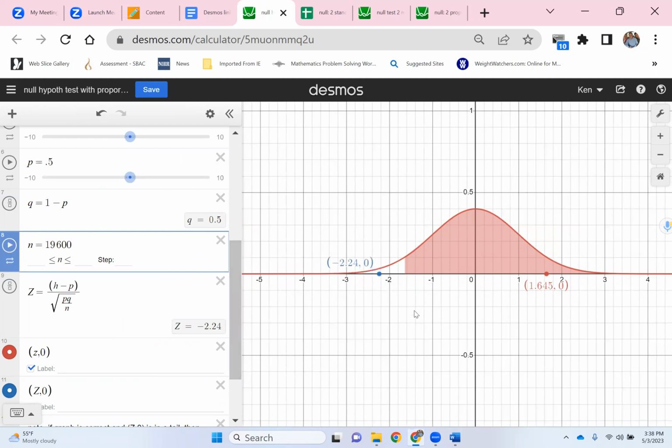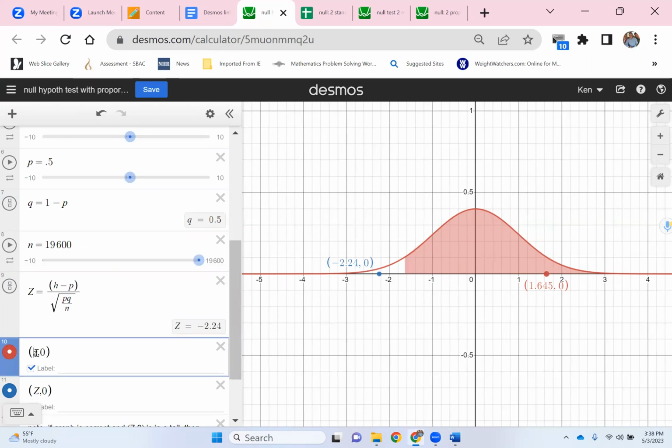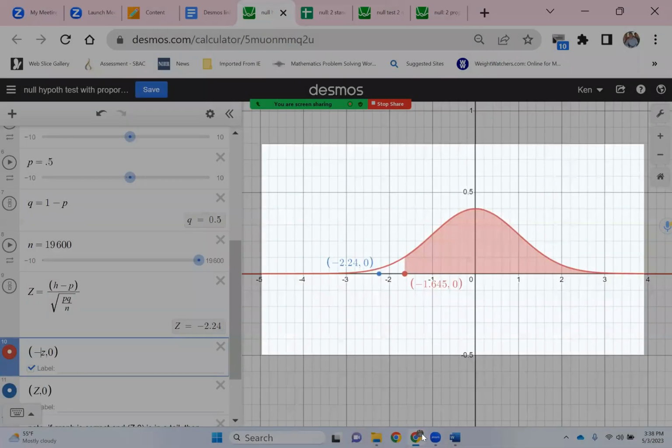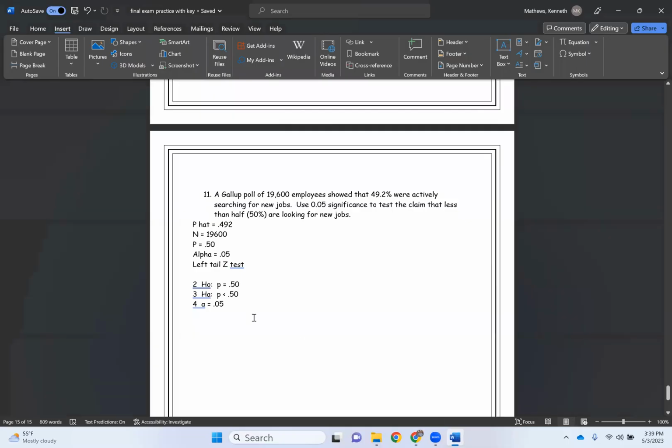So our critical value, I'm going to put a negative z here so we can see our critical value better. Okay, so our critical value is negative 1.645. And our test statistic is negative 2.24. So let's copy that. Works out very well for us. So here's steps 5 and 6.